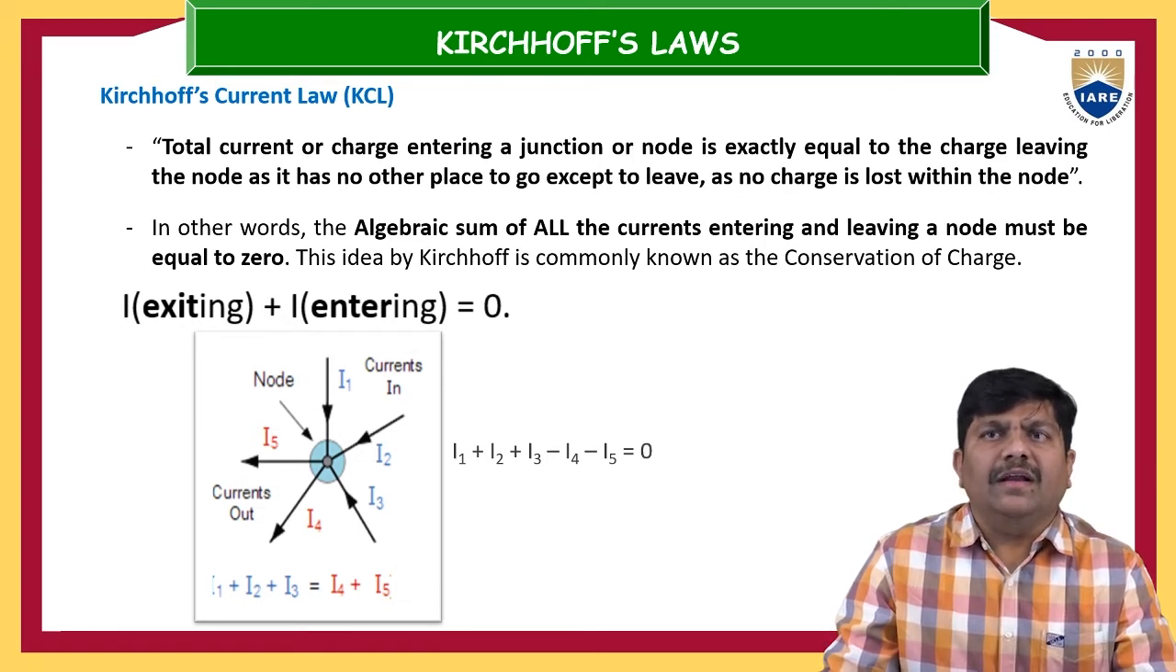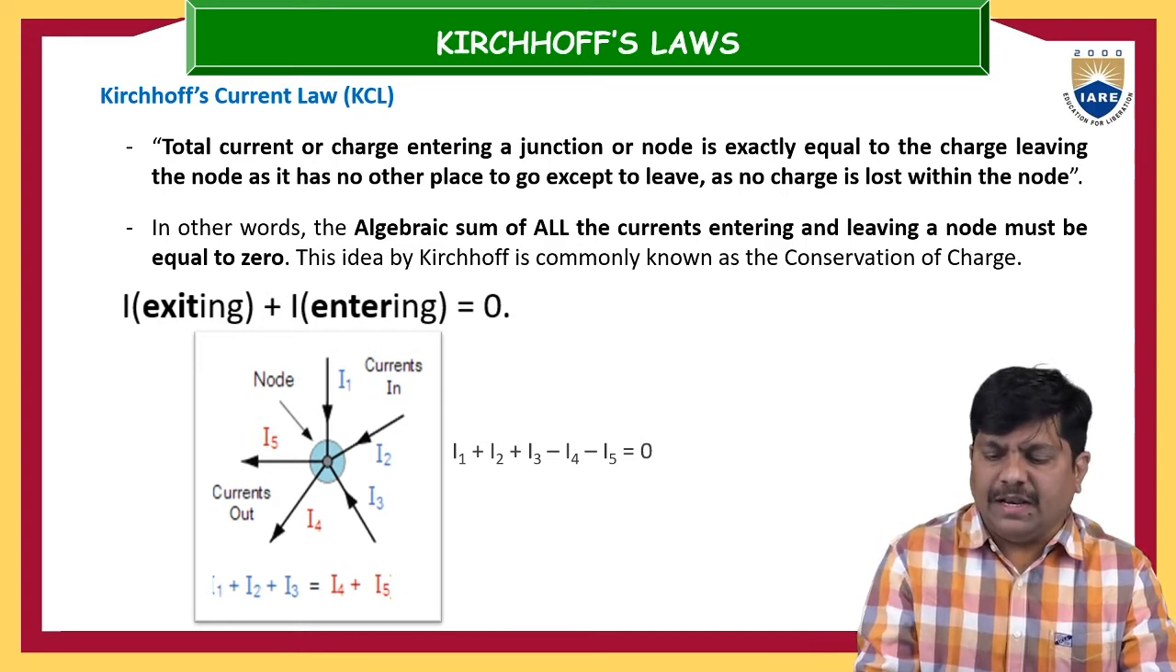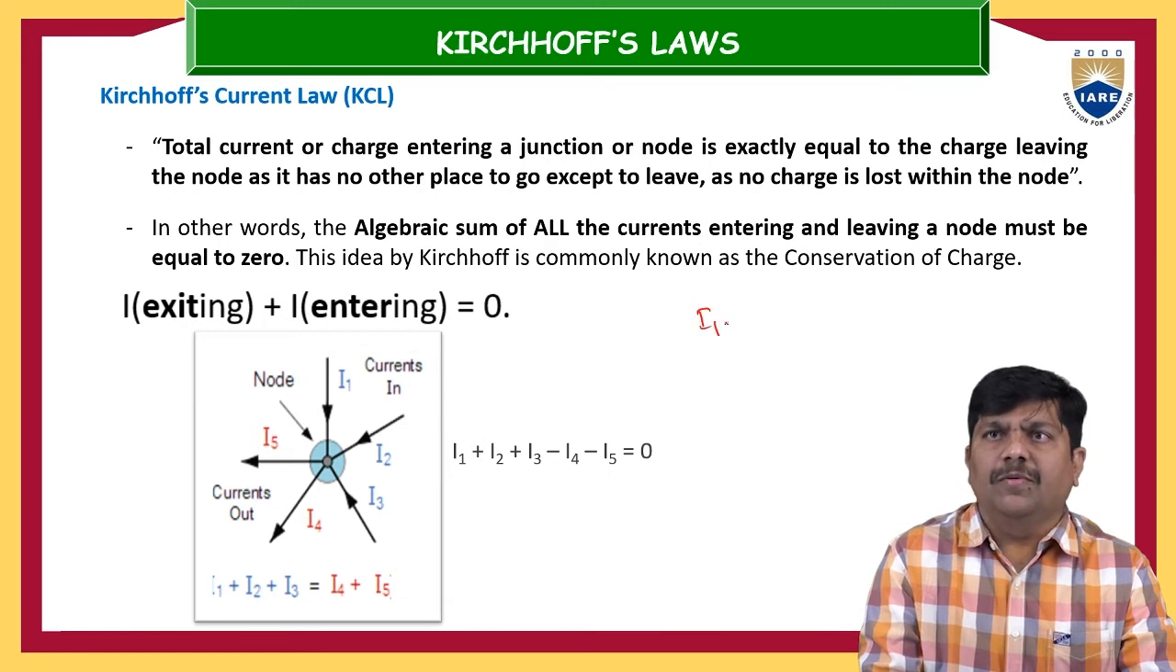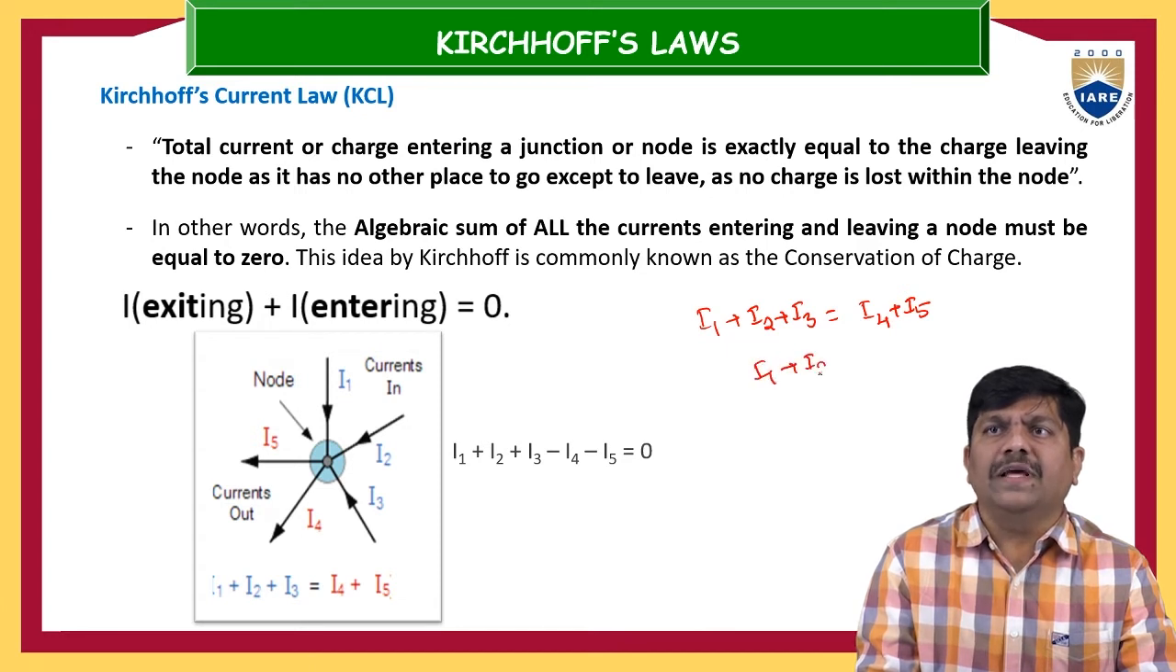So, the entering current I1 plus I2 plus I3 is equal to the exiting currents I4 plus I5. Now, if we simplify this, I1 plus I2 plus I3 minus I4 minus I5 is equal to 0.